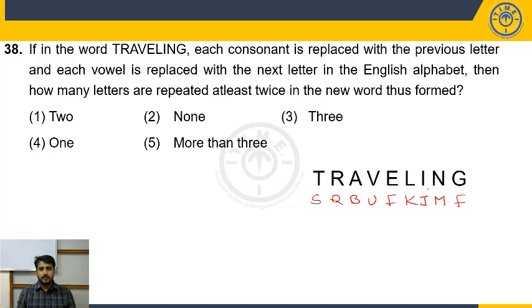Now, how many letters are repeated at least twice? F is repeated. Is S repeated? No. Q repeated? No. B? No. U? No. K, J, M? No. Only one letter is repeated. Choice 4.